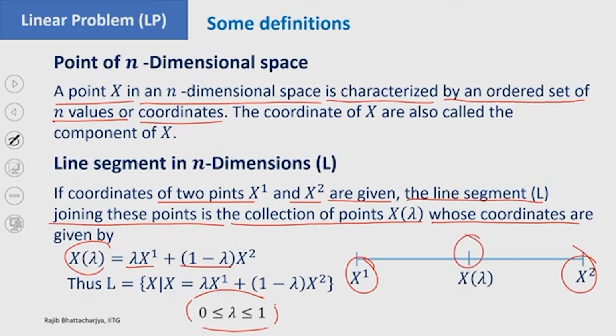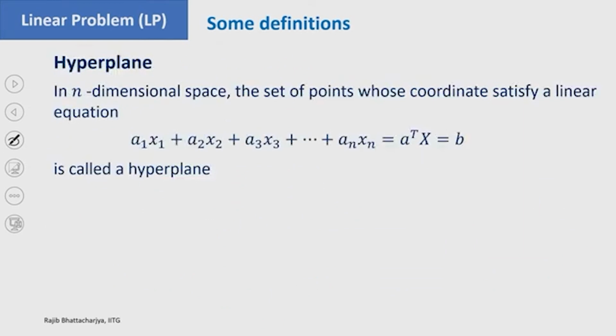So, by varying the value of lambda, I can get any point on this particular line. Okay. So, line segment in n dimensions. If coordinates of 2 points x 1 and x 2 are given, the line segment L joining these 2 points is the collection of points x lambda whose coordinates are given by this particular equation. Okay. So, I hope this is clear to you.